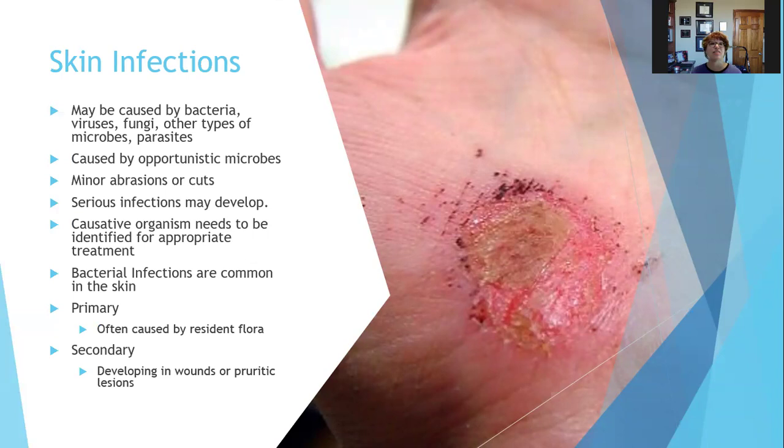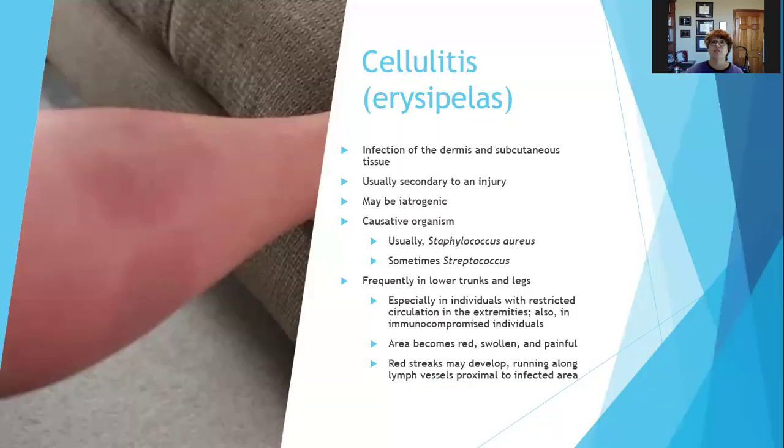about in chapter 6. So bacterial infections are common in the skin because of our resident flora, we have that Staphylococcus epidermidis all over the place and Staphylococcus aureus all over the place. They can also be secondary, developing in wounds or pruritic lesions from scratching. So you can have primary or secondary bacterial skin infections. So cellulitis, it's also called erysipelas. I don't know the derivation of that word, and every time I look at it, I have to.